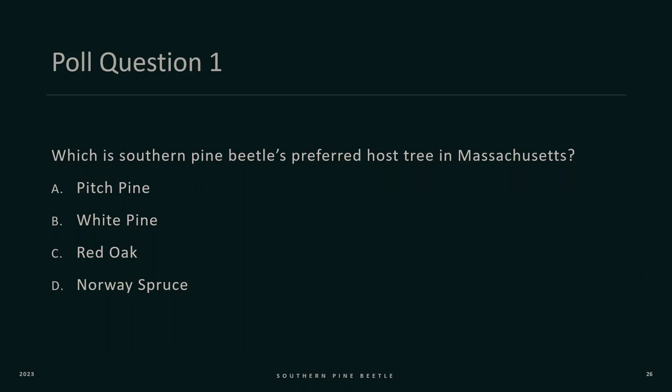So this is going to bring us into our first poll question, which is: southern pine beetle's preferred host tree in Massachusetts? A, pitch pine, B, white pine, C, red oak, or D, Norway spruce?